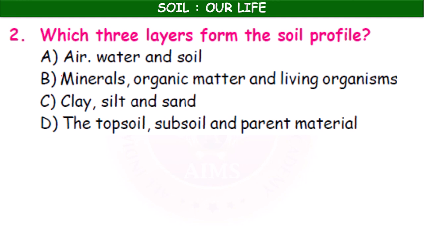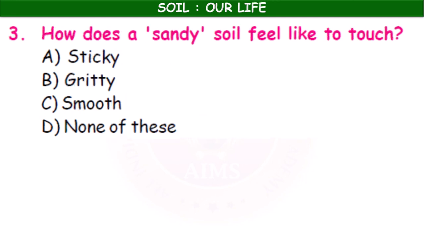Which are the three layers of the soil profile? Air, water, and soil; minerals, organic matter, and living organisms; clay, silt, and sand; or the topsoil, subsoil, and parent material or parent rock. So the topsoil, subsoil, and parent material are the layers of the soil profile.